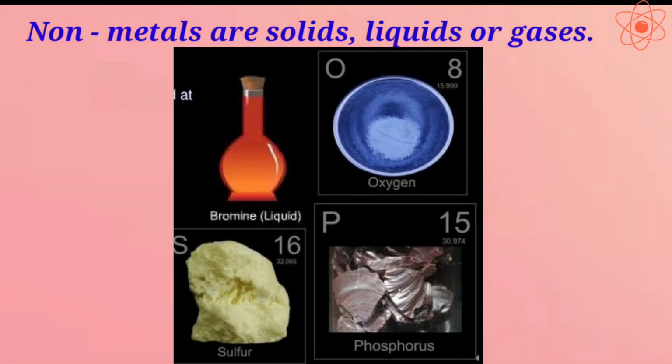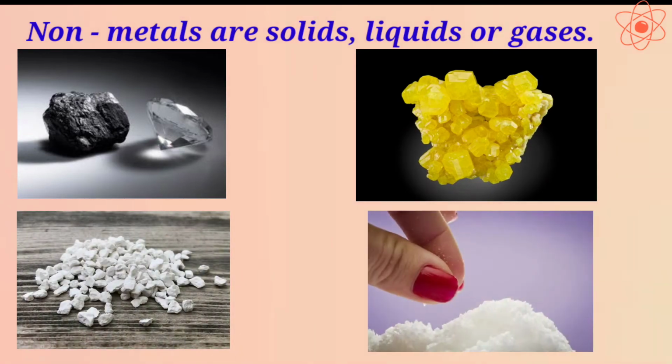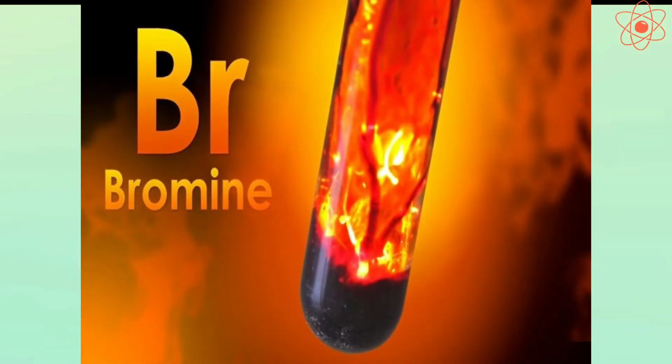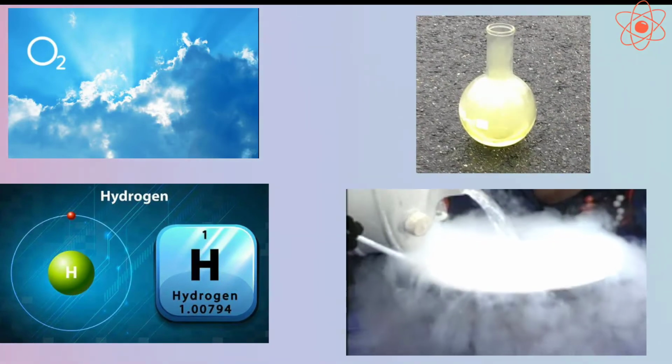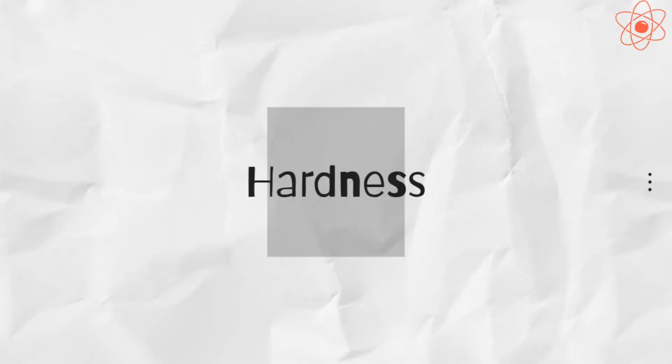For example, carbon, sulfur, phosphorus and iodine are non-metals that are solid at room temperature. Bromine is a liquid while oxygen, hydrogen, chlorine, nitrogen etc. are gases. Next property, hardness.